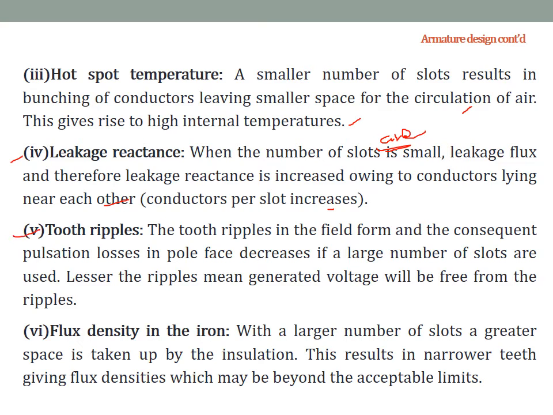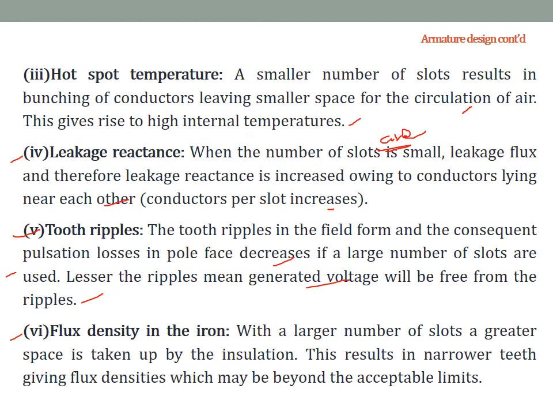Now coming to tooth pulsation. The tooth ripples in the field form and the consequent pulsation losses in the pole face decrease if a large number of slots are used. Lesser the ripples means the generated voltage will be free from the ripples.